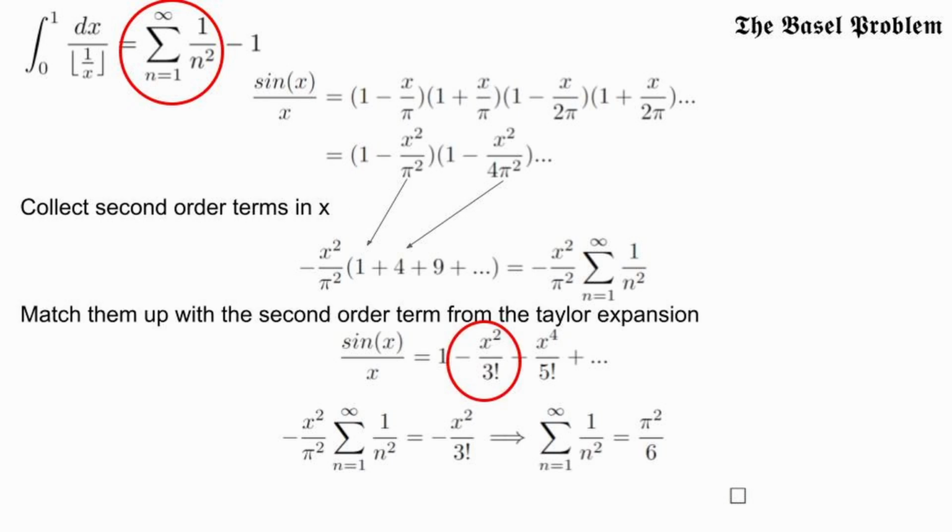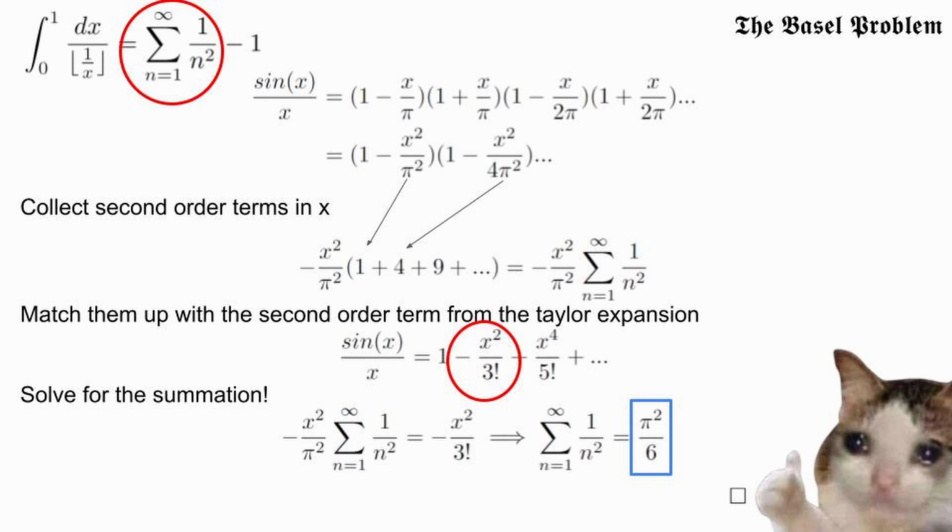the summation from n equals 1 to infinity of 1 over n squared. Now, we have two expressions for the terms that are quadratic in x for sine of x over x. The one that we just derived using this whole Weierstrass factorization ordeal, and the original x squared term that we have from doing the Taylor expansion at the start. As these terms are both equivalent to the second order contributions of x for sine of x over x, we can set them equal to each other and solve for the desired summation to get the result that we expect, pi squared over 6.